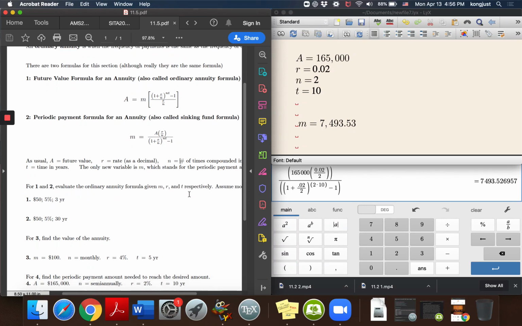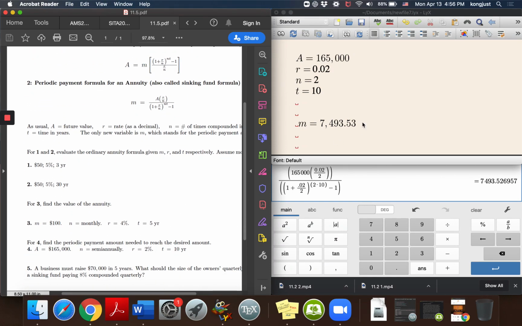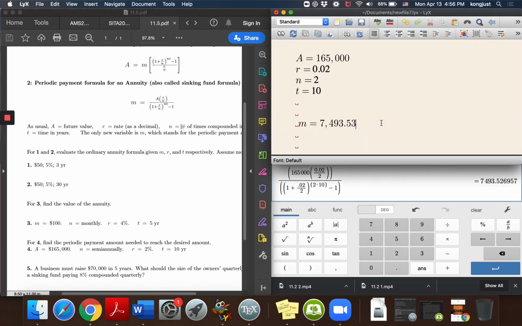Find the periodic payment amount needed to reach the desired amount. That's to the nearest cent. One thing you should be careful of is if I want to make sure that I hit this 165,000, then you want to round up regardless of where your number is. So even if this was 50.521, I would still round up to 53 to make sure that I hit at least this value.